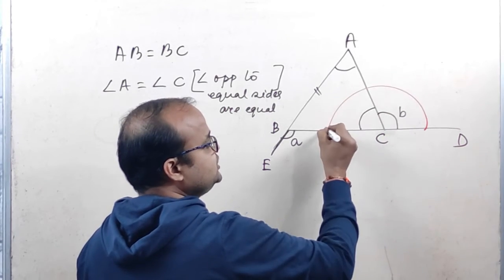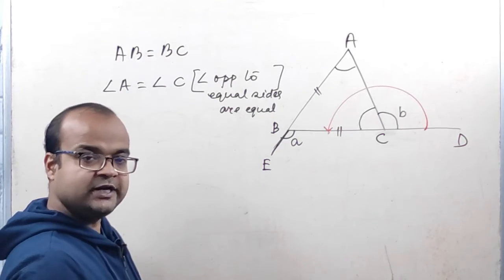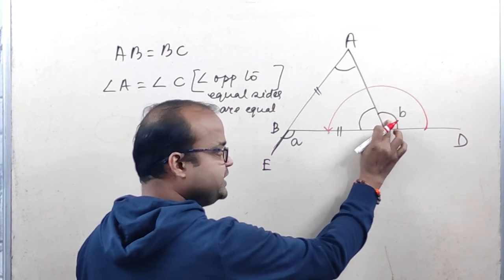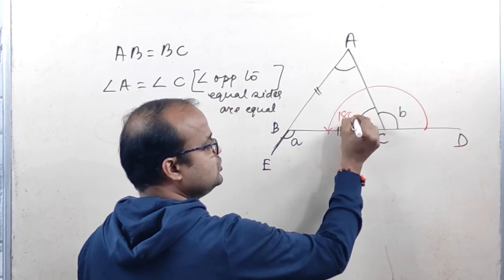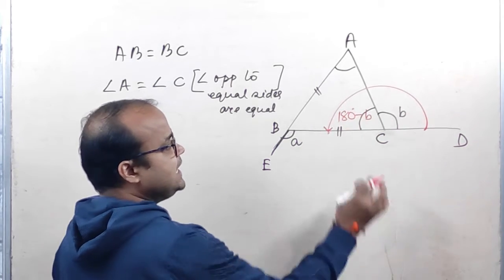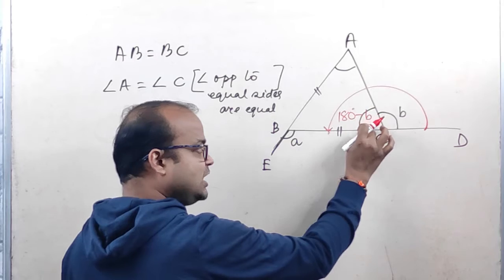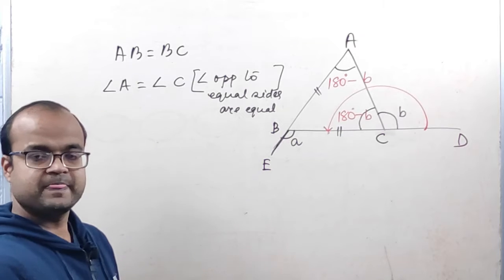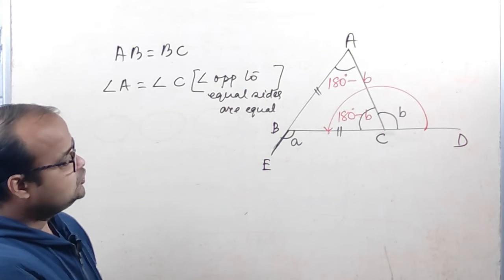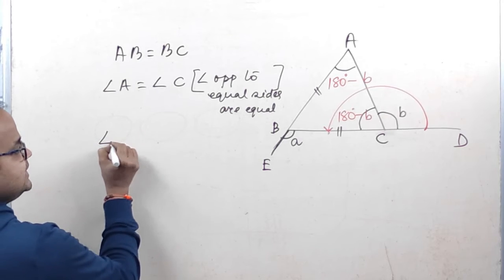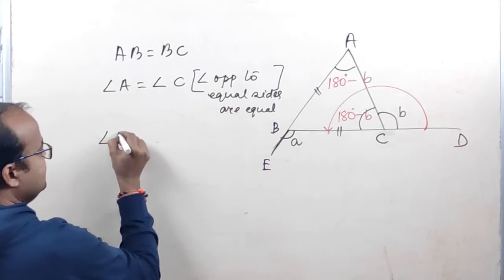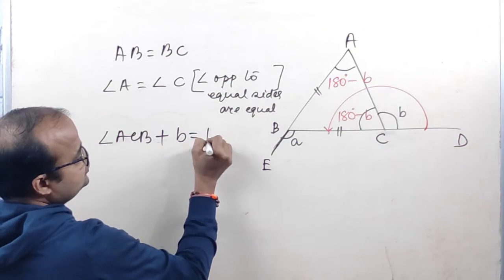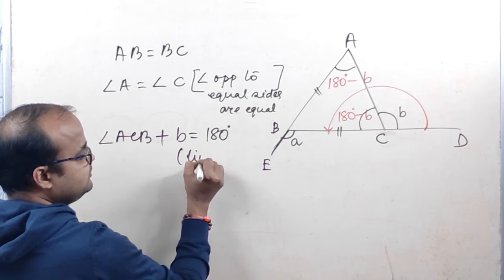Now the sum of these two angles is equal to 180 degree. They are linear pair. So if this angle is B, this angle is equal to 180 degree minus B. And since these two angles are equal, this is also equal to 180 degree minus B. Am I clear to you? So we write angle ACB plus angle B equals 180 degree. They are linear pair.